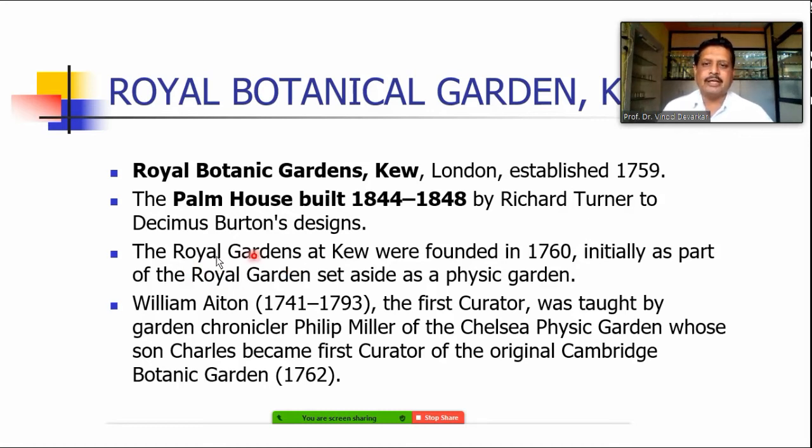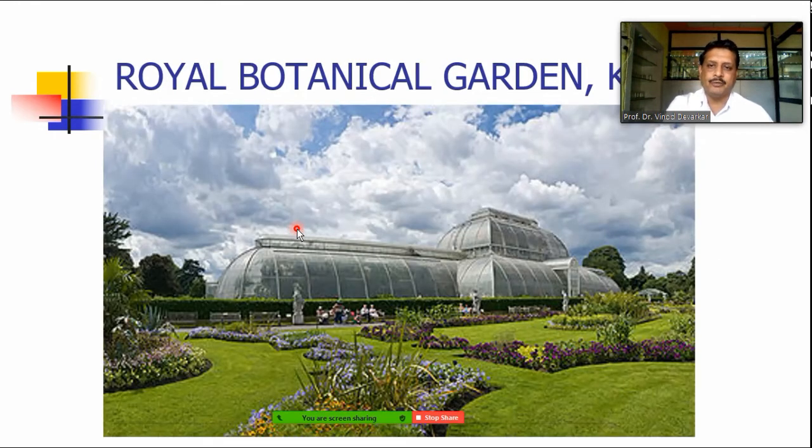William Aiton was the first curator of this garden, taught by the garden's chronicler Philip Miller. These two people maintained this garden at the Chelsea Physic Garden, whose son Charles became the first curator of the original Cambridge Botanical Garden in 1762. So this is the importance of the Royal Botanic Garden, which has the royal history of maintaining such gardens. This is a view of the Royal Botanical Garden situated at Kew in London.